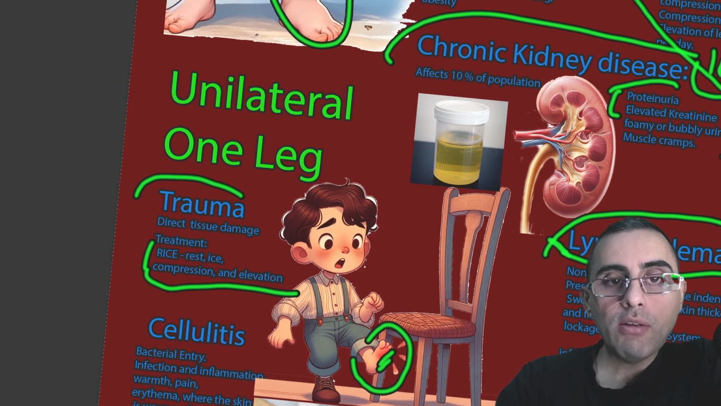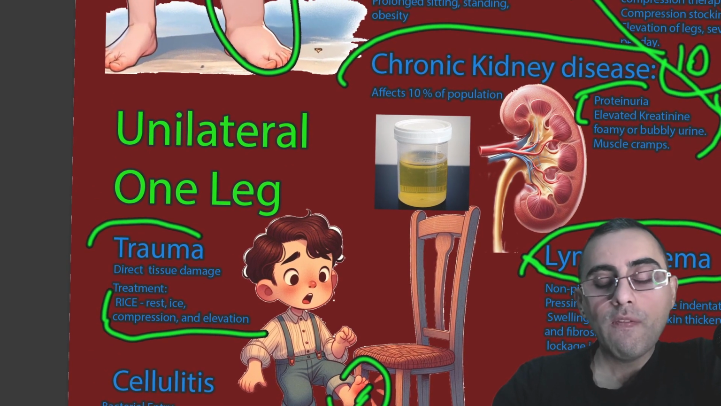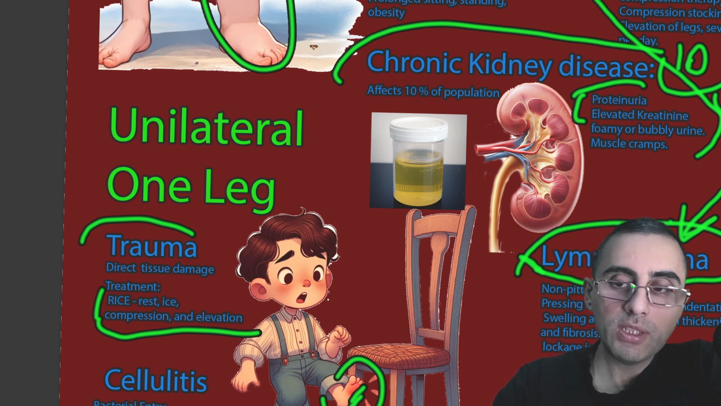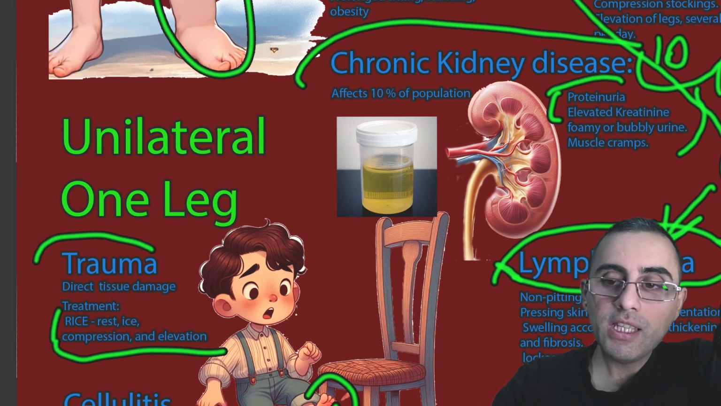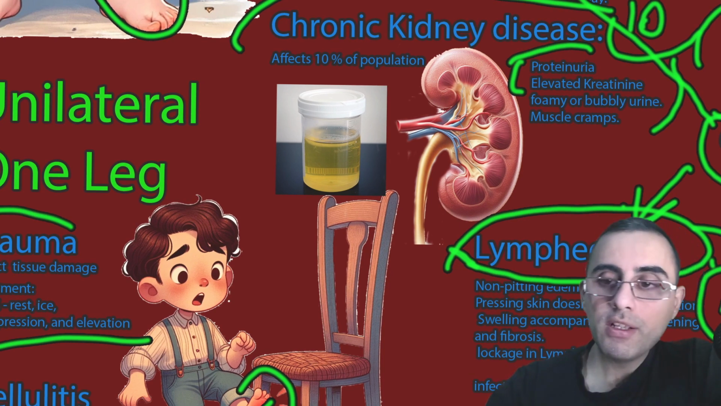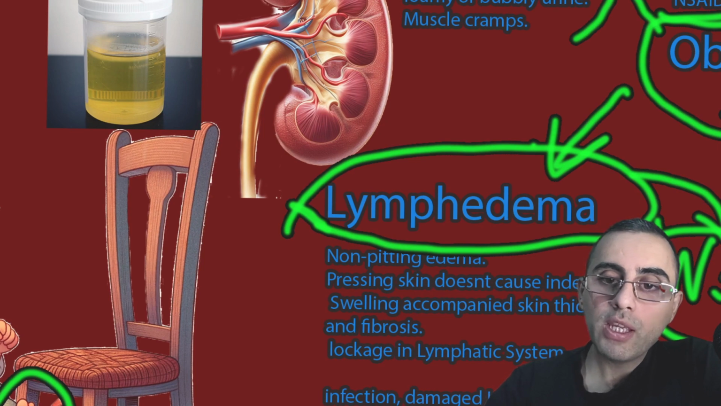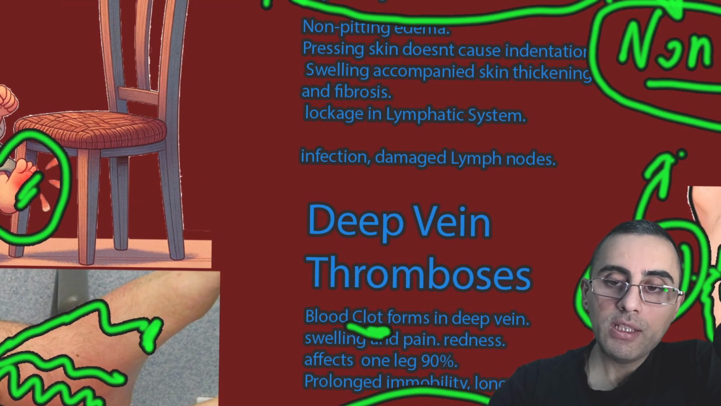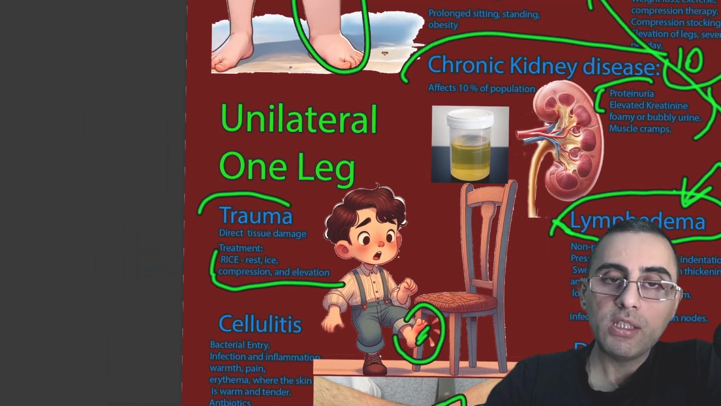And about unilateral leg swelling, first it's trauma, second it can be cellulitis, third is lymphedema, and lymphedema is important because it's non-pitting edema, and when you press your finger it will not have indentation. It's non-pitting. And deep vein thrombosis is also important when we have redness of skin and pain, and compensated venous insufficiency.